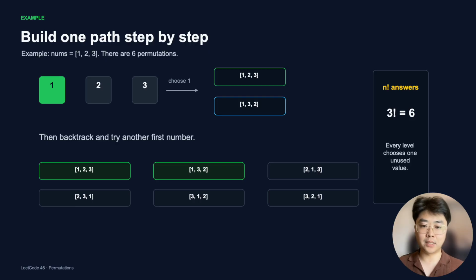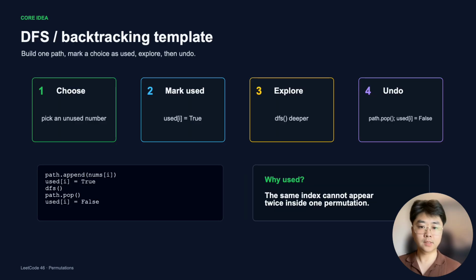So this is the beauty of permutation. The numbers do not change, but their order changes the identity of the answers. For 3 numbers, we get 3 factorial, which is 6 possibilities. Now we need a method that can work through all these possibilities without confusion. So the main method is DFS with backtracking.